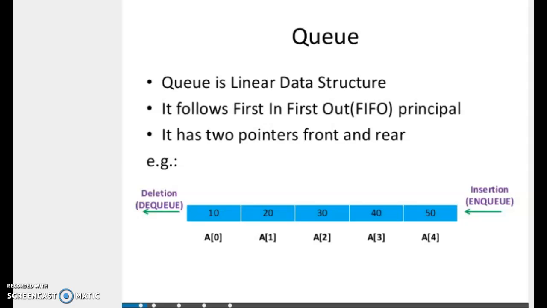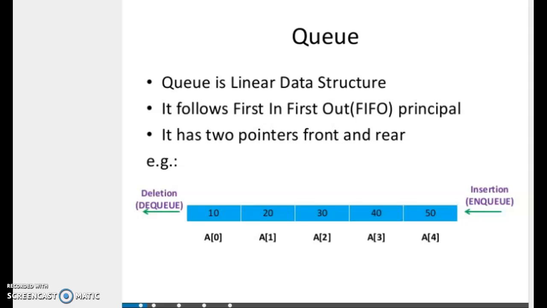What is a queue first of all? A queue is a linear data structure. As I told you in my last PPT, data structure is divided into basically two parts, linear and non-linear, and queue is a part of the linear data structure. It follows the first in first out principle.